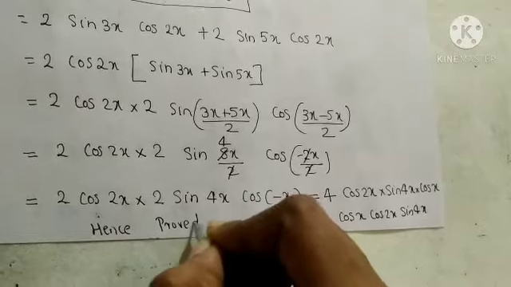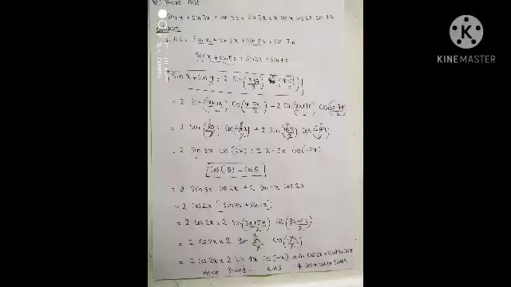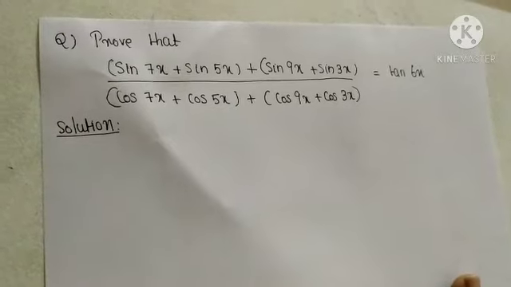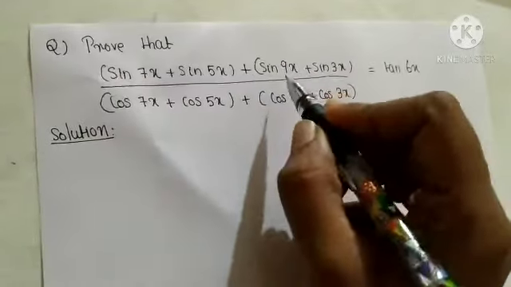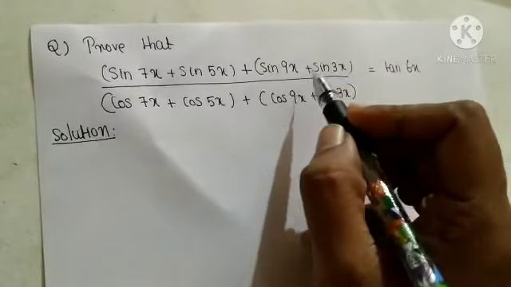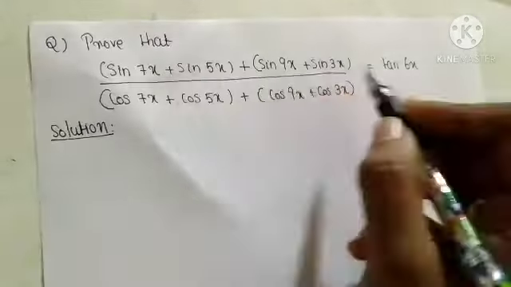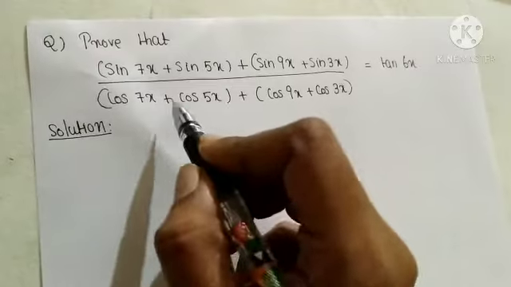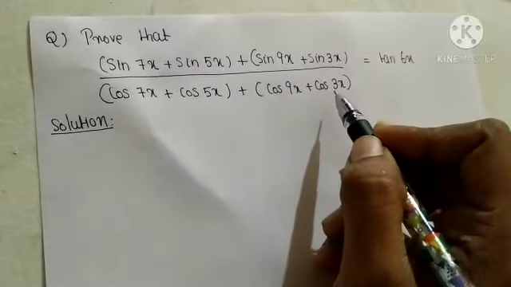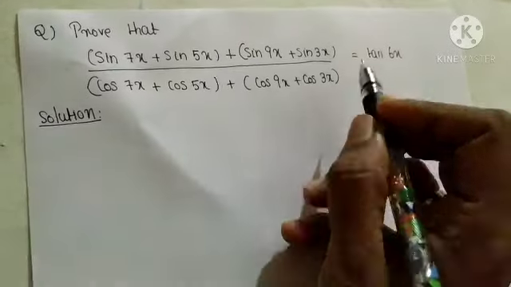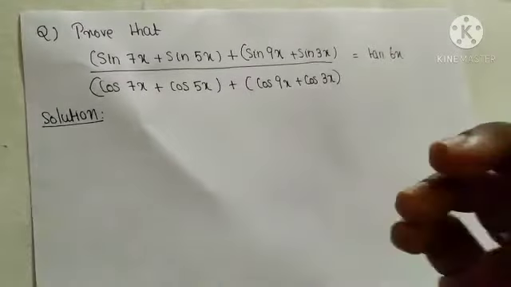Okay, I hope you understood this question. This is our next question. Prove that sin 7x plus sin 5x plus sin 9x plus sin 3x divided by cos 7x plus cos 5x plus cos 9x plus cos 3x equals tan 6x.